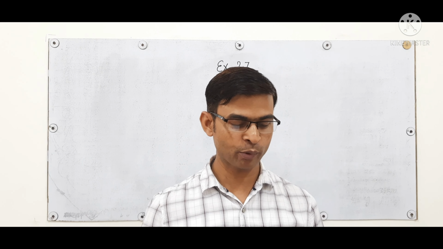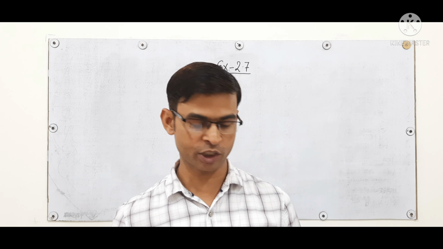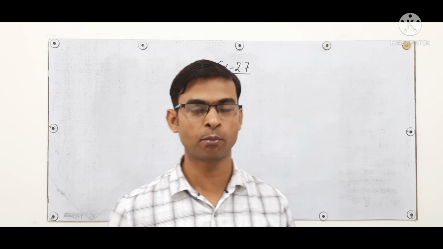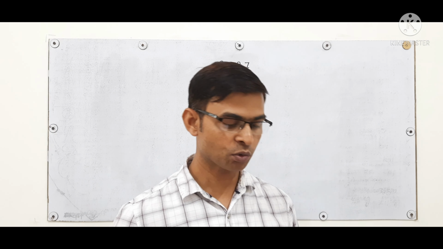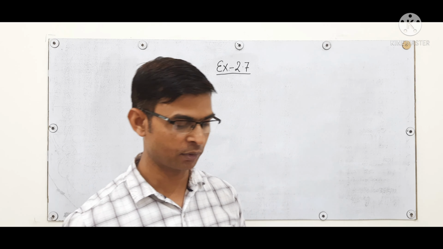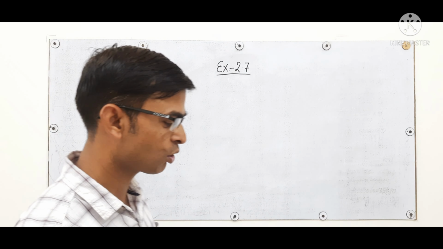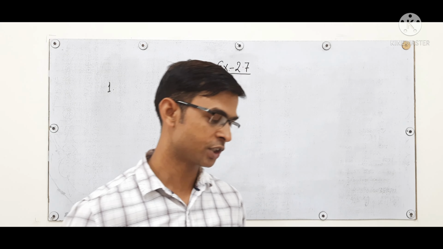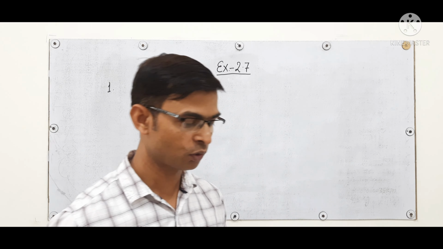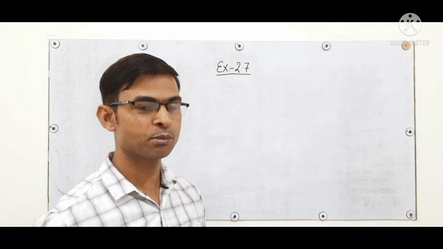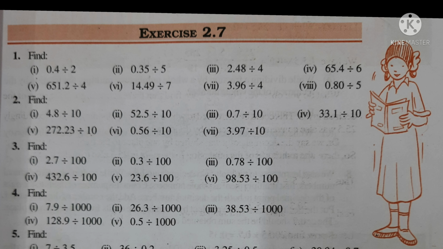In exercise 2.7 we find there are 6 questions, and we will start with question number 1. In this question we have just to divide the numbers. I am going to solve 2 to 3 parts of question number 1, and the rest you will do on your own. I am starting with question 1, part 1.